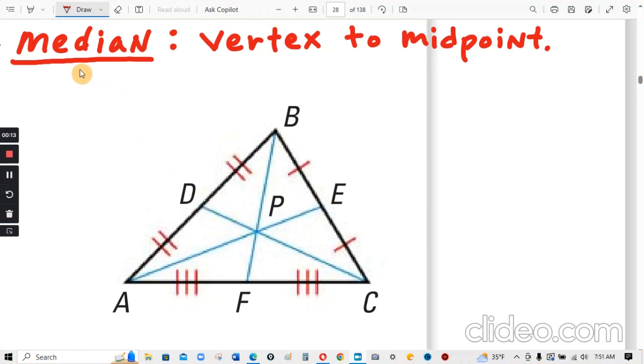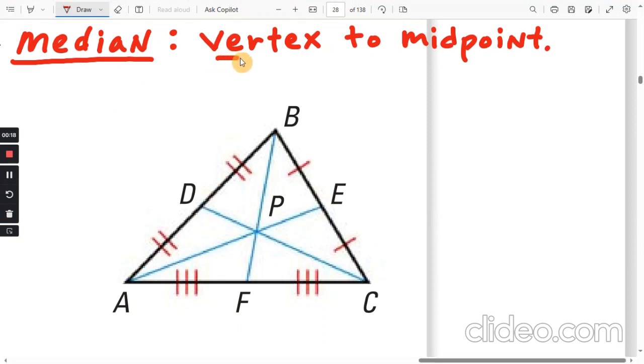The definition of a median: it's a segment that goes from a vertex to a midpoint. The vertices are basically A, B, and C, the points on the triangle. And the median goes from the vertex to the midpoint on the opposite side. So it starts at a vertex and travels to the opposite side to a midpoint.